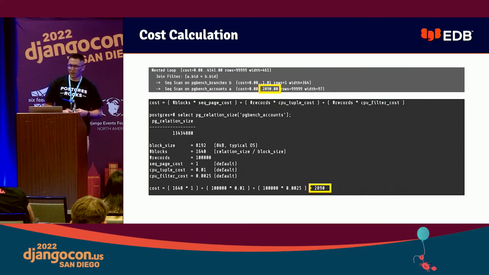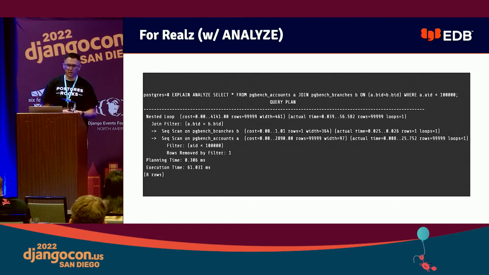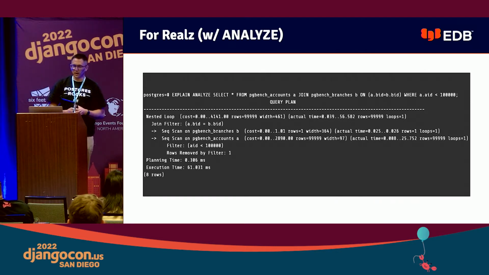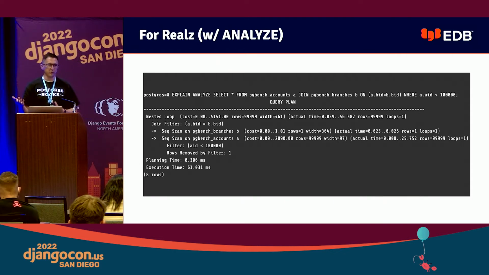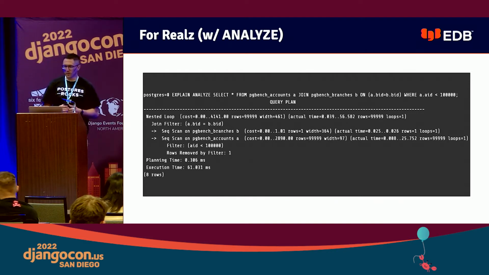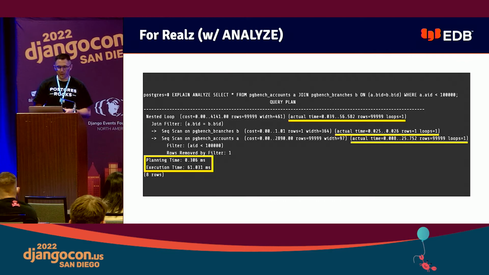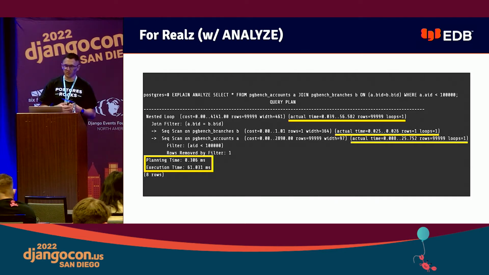Now when I do explain analyze, not only do I get the exact same cost that I got earlier in the other screen, I get this other set of parentheses, which is actual time, actual rows, and actual number of loops run. So basically, when I ran this query, this is what I encountered. I encountered one row in pgbench branches, 999,999 rows in pgbench accounts, and then I joined them with a nested loop, and it took me 61 milliseconds to do that. Okay?